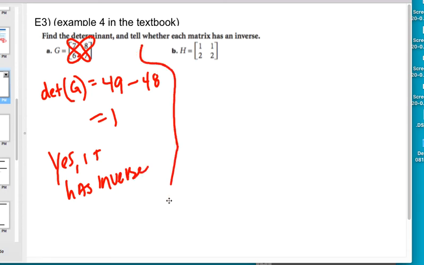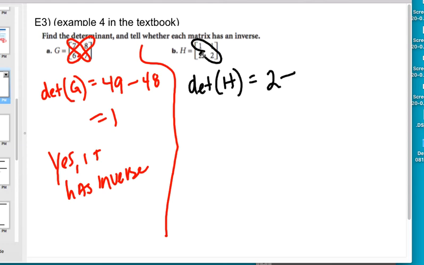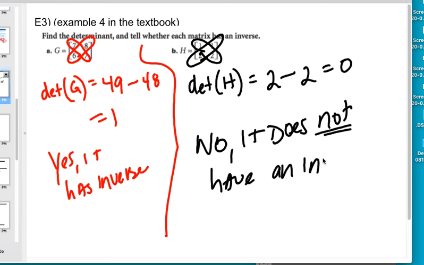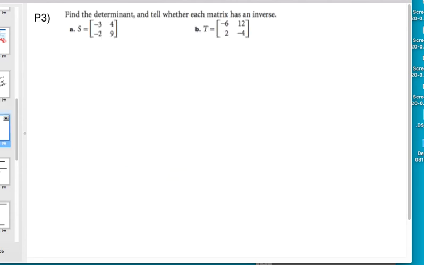We don't have to find G inverse. They just wanted us to say if it has an inverse. The determinant of H is going to be AD, which would be 2, minus BC, which would also be 2, which is 0. So no, it does not have an inverse. All right, so last thing we're going to do before we end this video is you're going to do the same thing in P3.